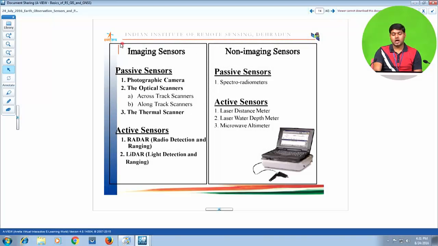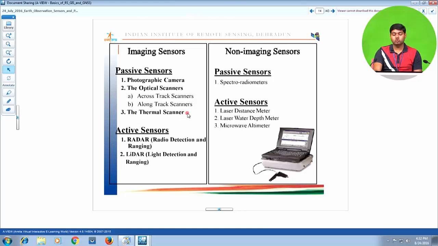Now those sensors are also categorized into two types, imaging and non-imaging sensors. Imaging sensors are also categorized into passive sensors and active sensors. So a normal photographic camera is a passive sensor, but whenever you use the photographic camera with flash, it comes under active sensor also. Then coming to the optical scanner, they are categorized into two types, across track and along track scanner. I am going to tell you in more detail what an across track scanner and an along track scanner are and how they acquire the data.